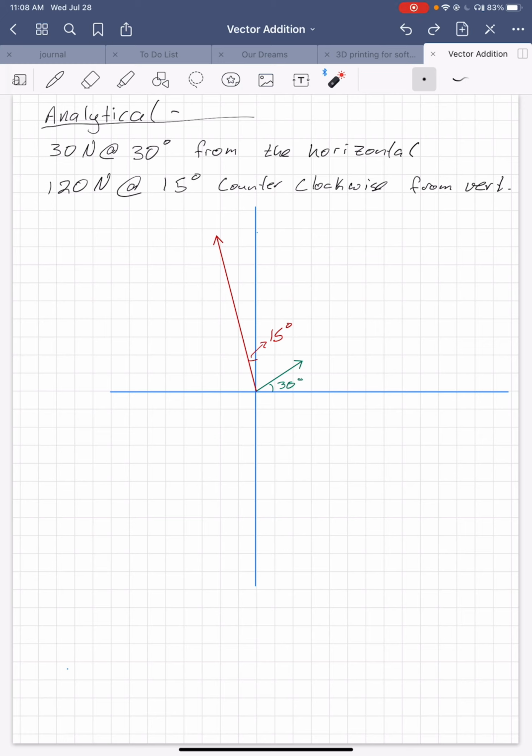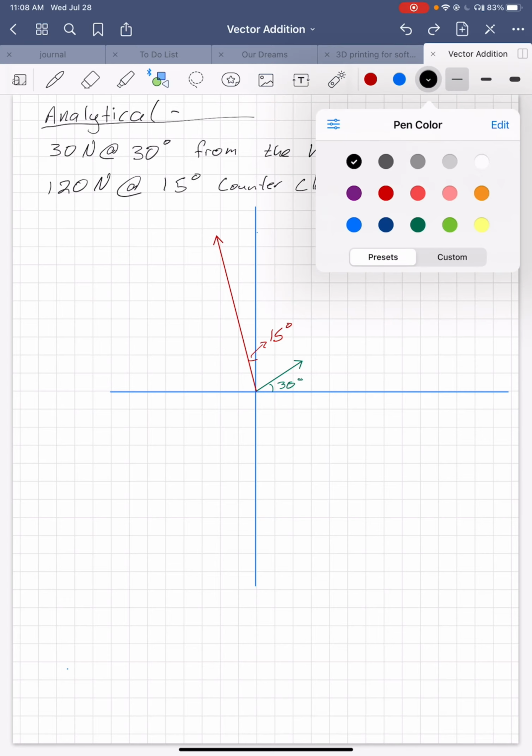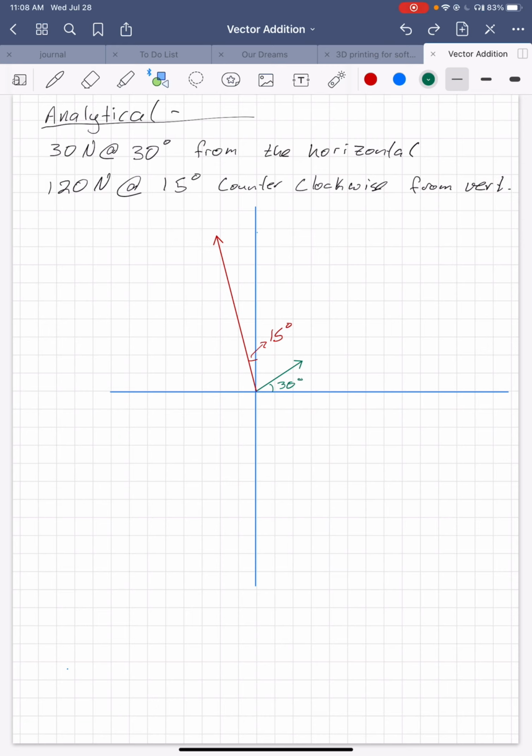Now I've got to break these down into their component vectors. So how am I going to do that? Well, let's make some right triangles. First I can say, okay, I've got this pretty obvious triangle to work with here.